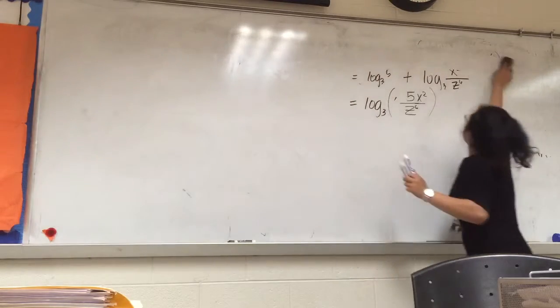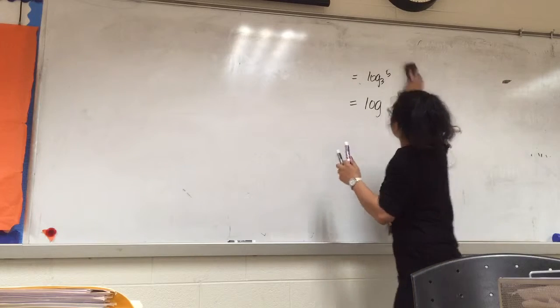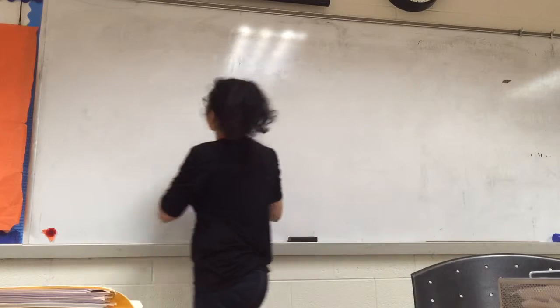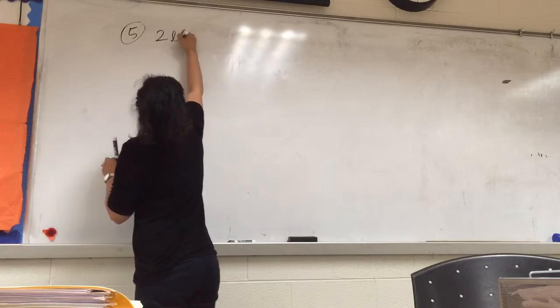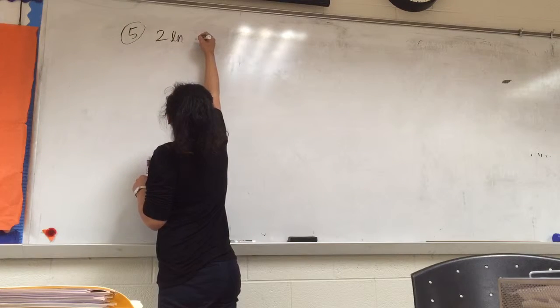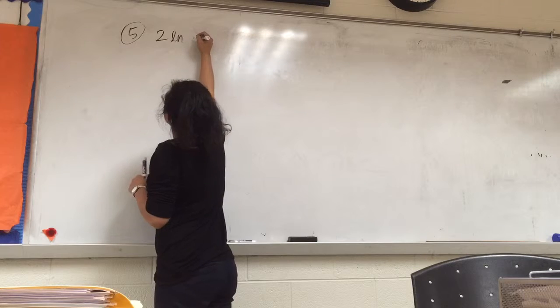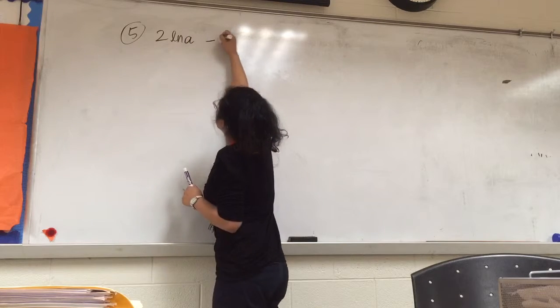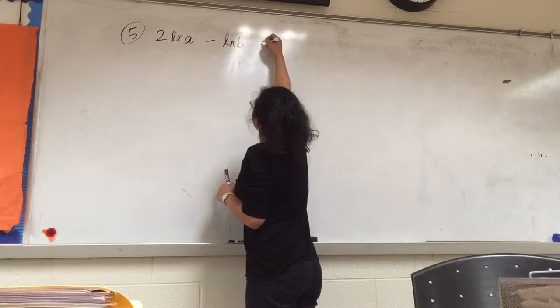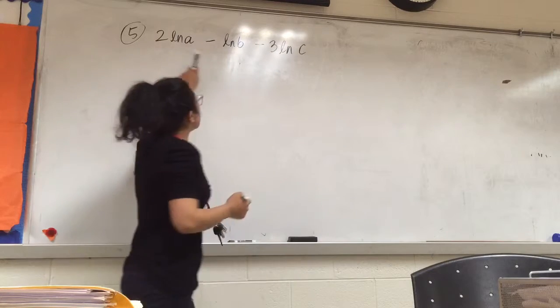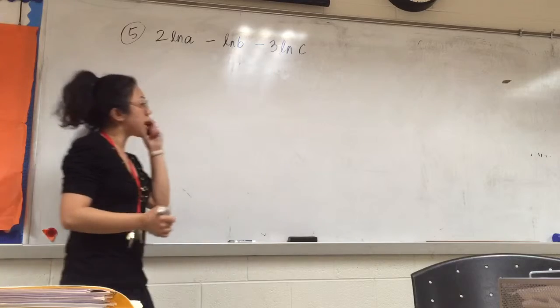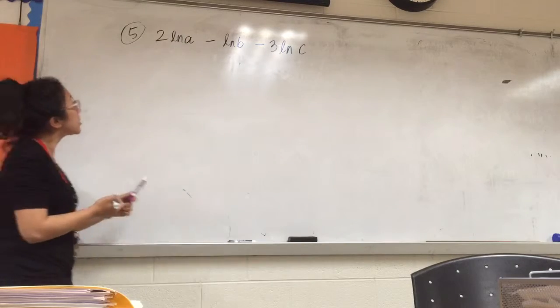Number 5. Can you read number 5? Jonathan, it says 2 ln. What does ln stand for? Natural log. 2 natural log A minus natural log B minus 3 natural log C. Okay, we have 2, 1, and 3 natural logs over here. We're going to condense it into 1.